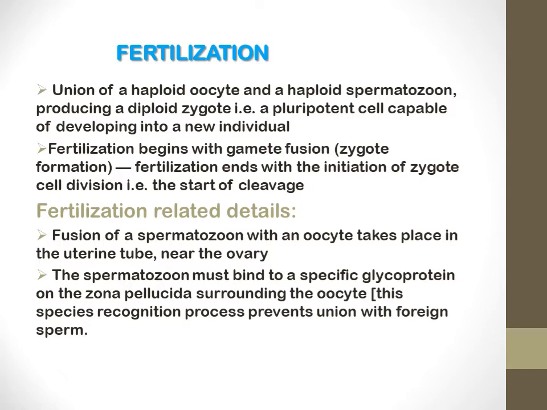Fusion of the spermatozoon with an oocyte takes place in the uterine tube, or we can say the fallopian tube, near the ovary. The spermatozoon must bind to a specific glycoprotein on the zona pellucida surrounding the oocyte. This species recognition process prevents union with foreign sperm.